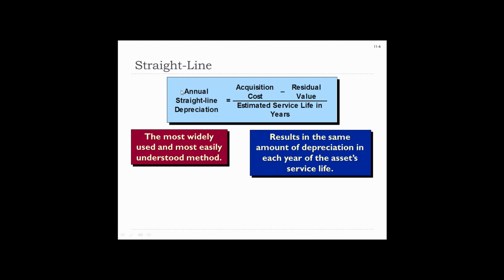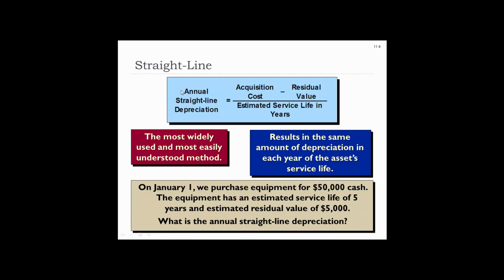So let's talk about straight line. This is most frequently used when we do this in accounting and the easiest to apply. So annual straight line depreciation equals the asset cost minus residual value, because we won't depreciate any residual value. This is how much the asset is worth when the useful life is over. Sometimes it's nothing. This is also called salvage value. So we take acquisition cost, purchase price, minus residual value, divided by service life in years. The most widely and easily understood, it results in the same amount of depreciation each year of the asset's life.